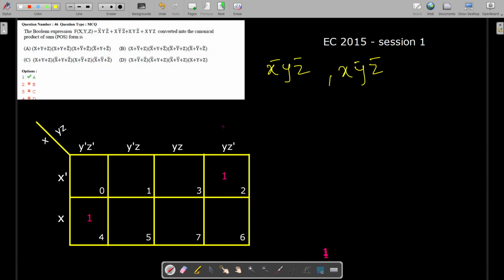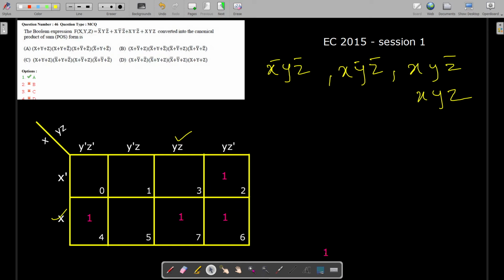Then we go for the third term. What's the third term? It is x y z bar, isn't it? So here it is x y z bar, which corresponds to the sixth cell. So we place a 1 into that sixth cell. The last term is x y z. For that, x is here, y z is here, so we place a 1 into the seventh cell. Okay, so we have these minterms.